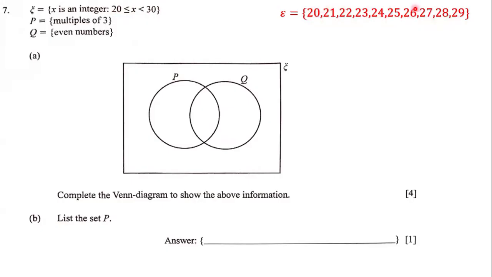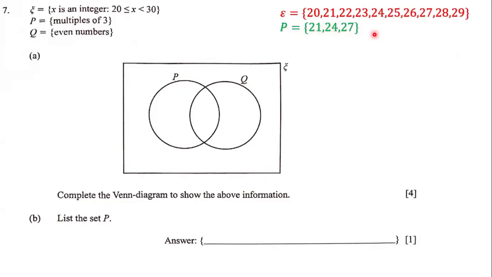This is the universal set. Now for set P, these are going to be the multiples of 3, but they're going to be the multiples of 3 that are inside of the universal set. So what are the multiples of 3 inside of the universal set? That's going to be 21, 24, and 27. And that's why P is equal to 21, 24, and 27.